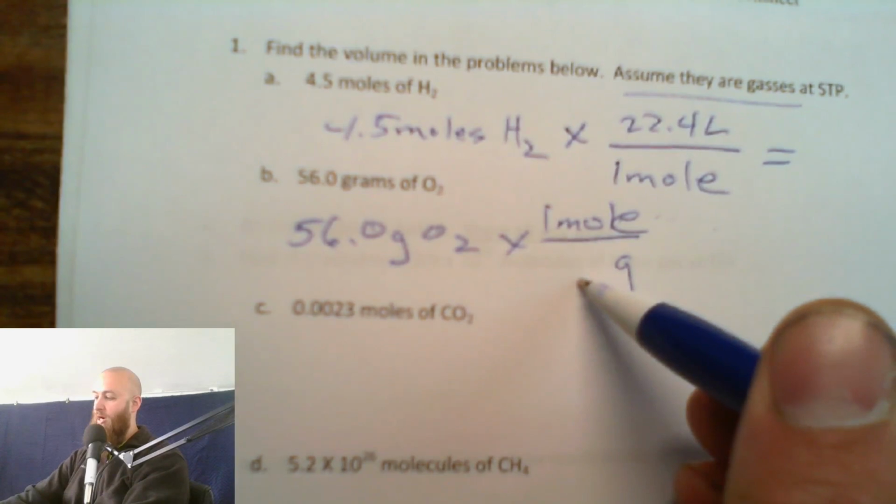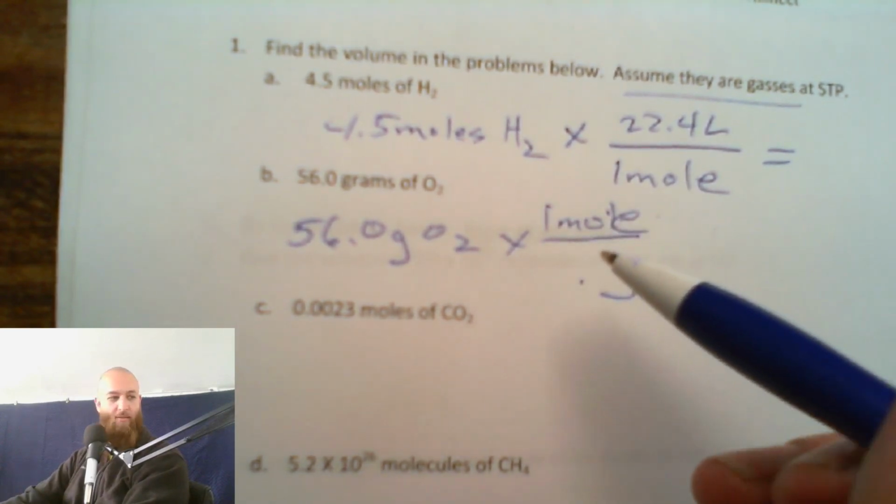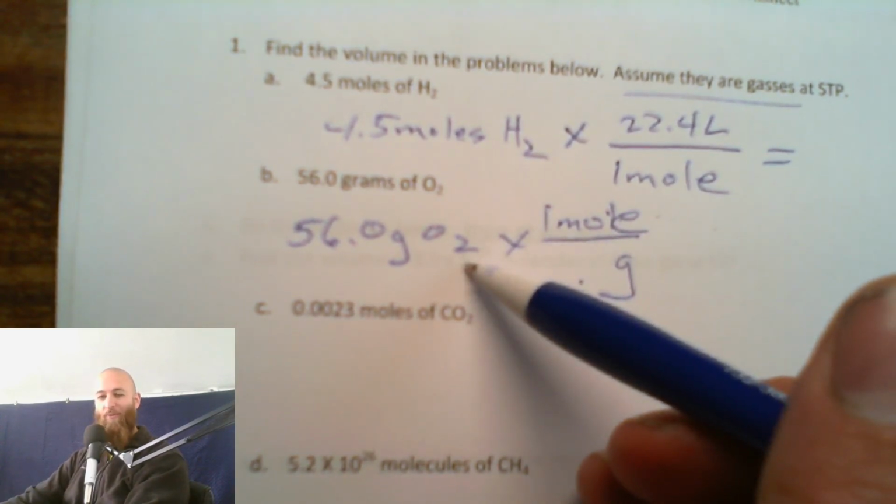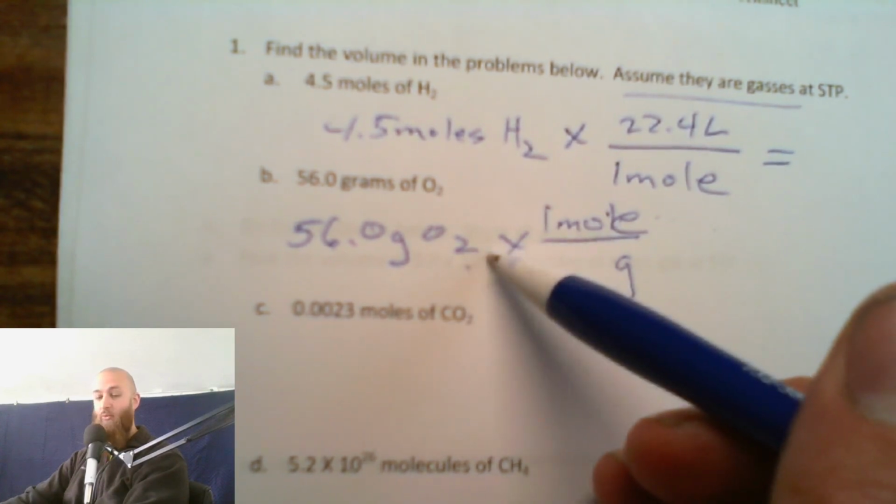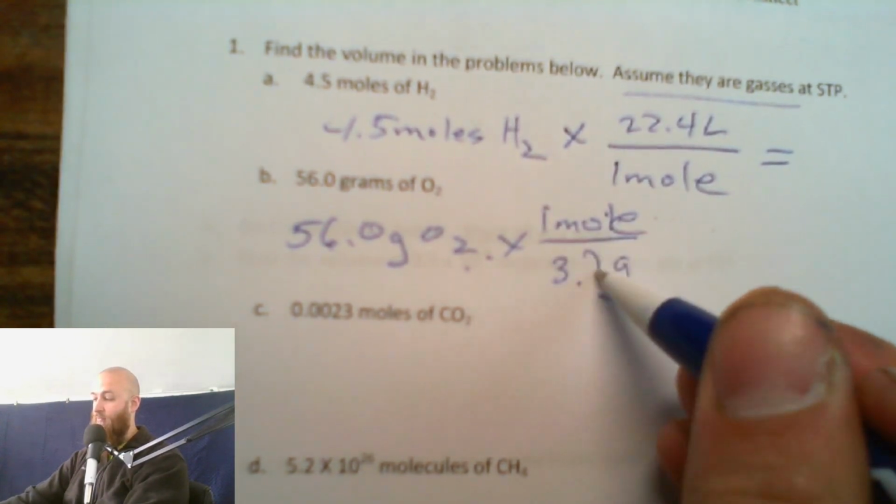Well, how many grams per mole? Well, we got to go to the periodic table. Each oxygen is like 16. It's really 15.999, whatever. But we're going to round it to 16. Now, I have 2 of them, so I'm going to make that 32.